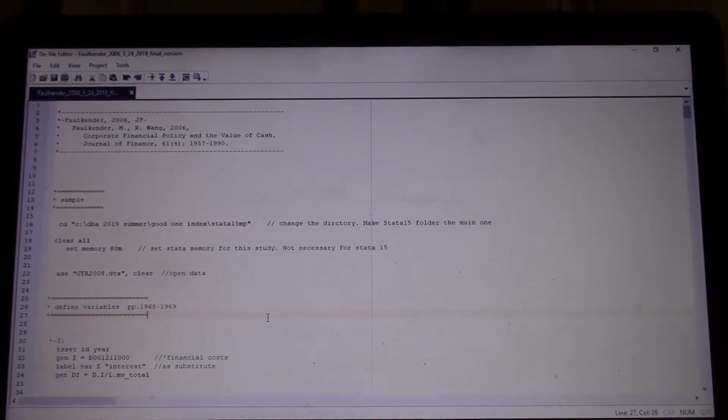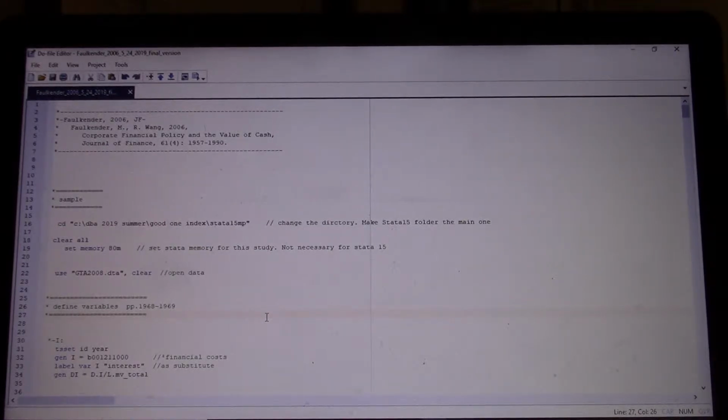Hi class, I'm making a video to explain the next project. This is a paper by Faulkner and Wang, published in the Journal of Finance in 2006. It's very interesting, and the data is pretty easy to get. It's just CompuStat data, so it's very easy for us to replicate.